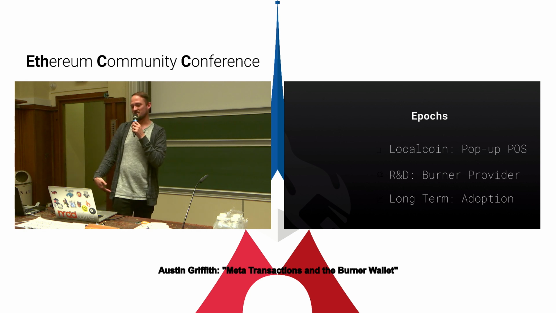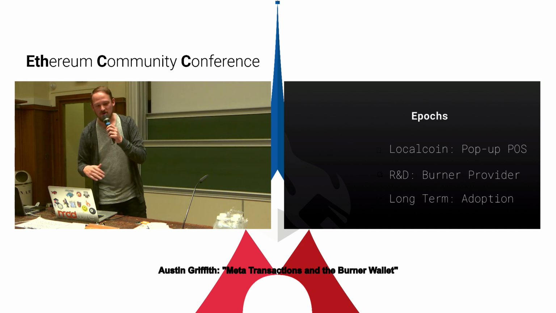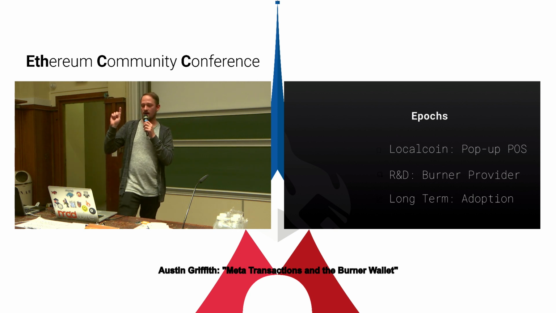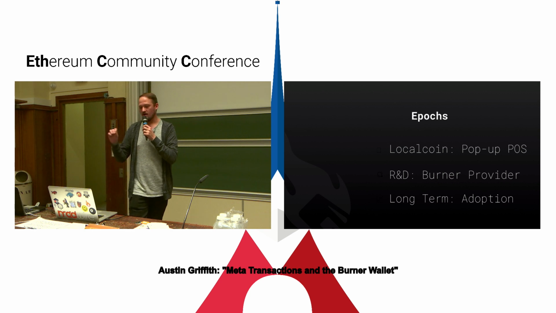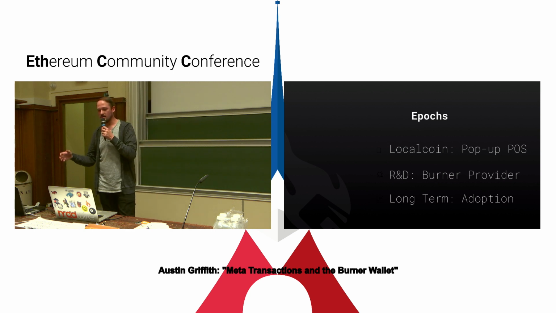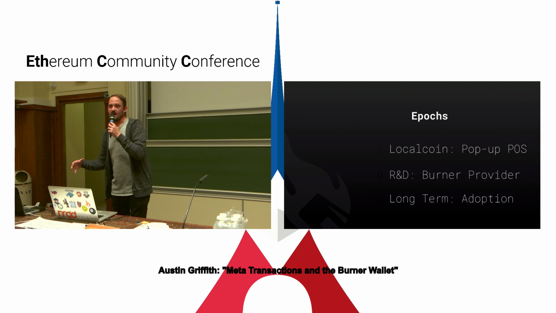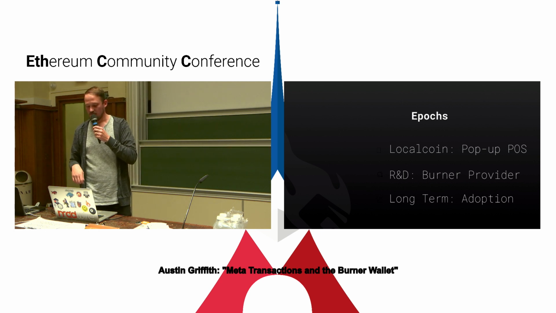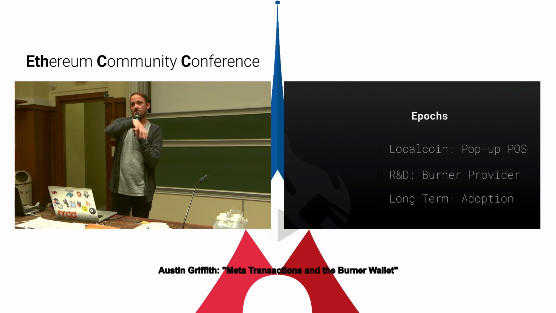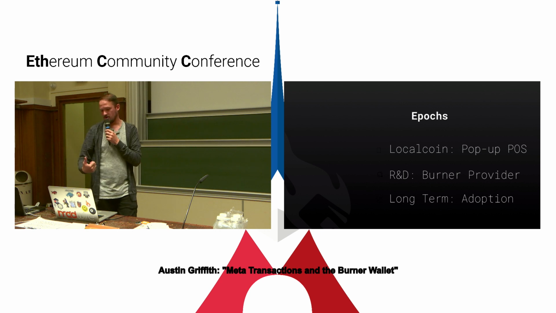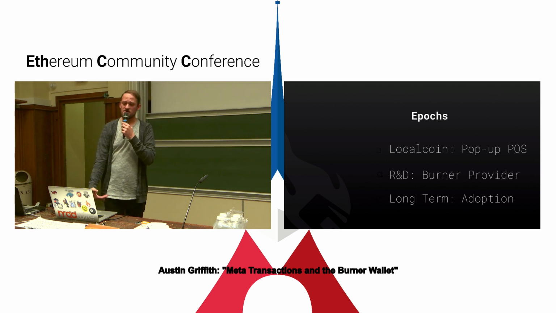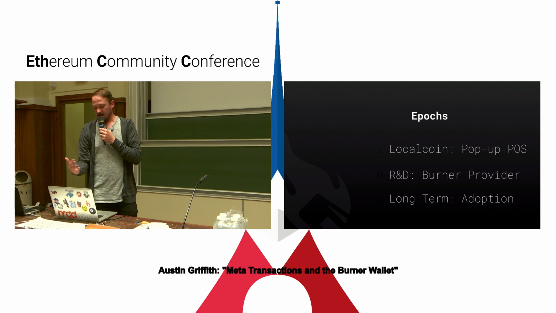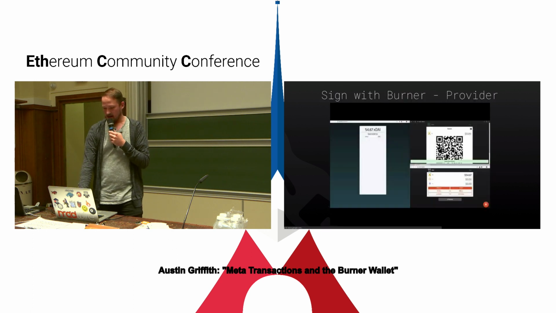Now that you have cash in your pocket, I think the next step is probably going to be spending that at events, but also on dApps. So I think that the R&D side is going to be looking at how we wrap existing dApps with a burner provider or a burner wrapper. Maybe even we set up an API so people can sign things with their burner. And then long-term is adoption. Let's make this thing work. Let's translate it into every language we can. Let's make it super simple. Let's just get it into the places where they really need it.